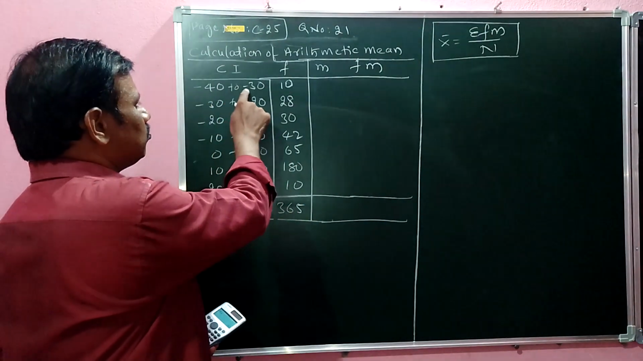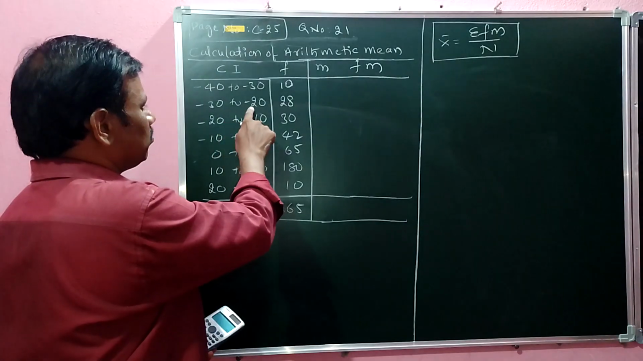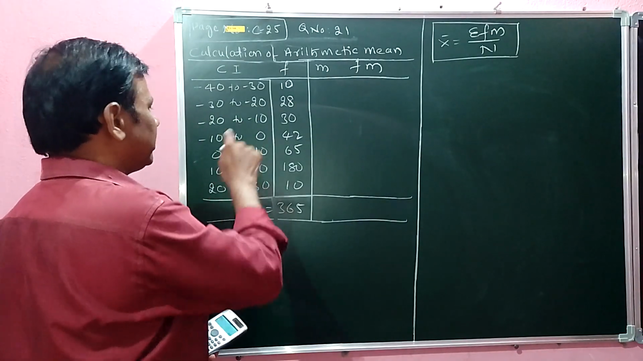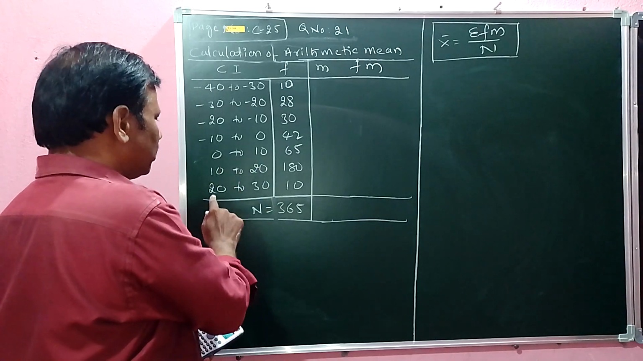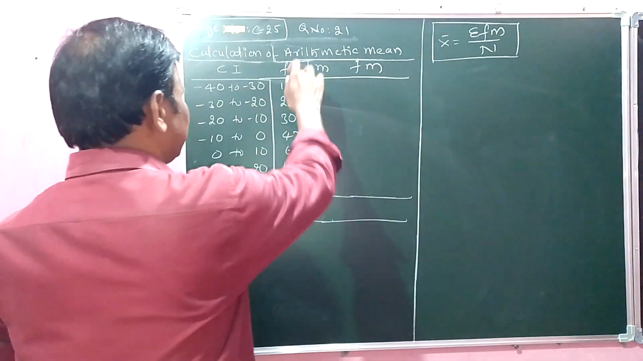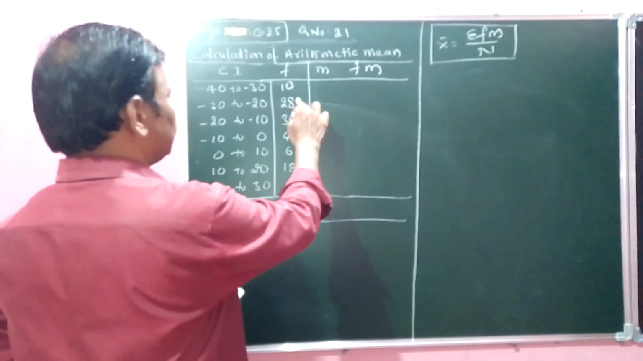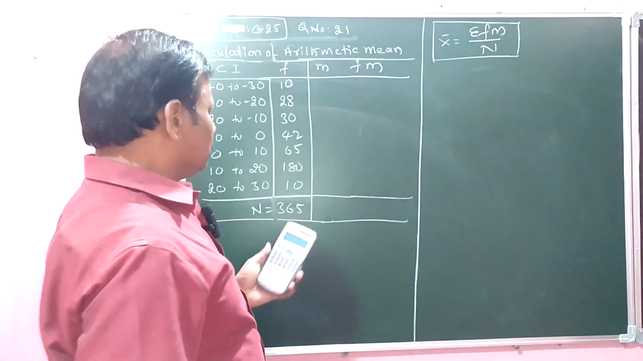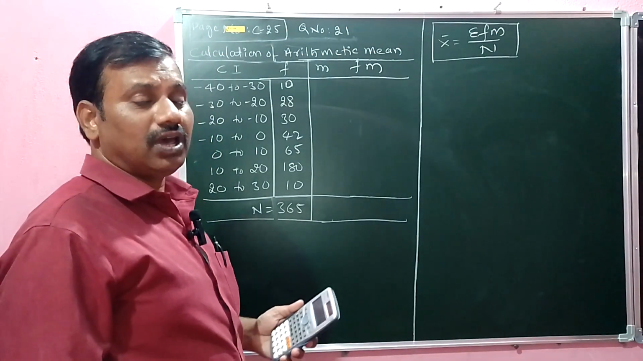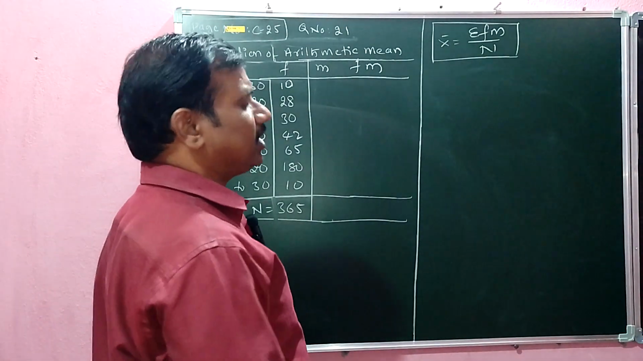minus 40 to minus 30, minus 30 to minus 20, minus 20 to minus 10, minus 10 to 0, 0 to 10, 10 to 20, 20 to 30. So here frequency also given: 10, 28, 30, 42, 65, 180, 10. So this information is given. So now we are going to calculate arithmetic mean.